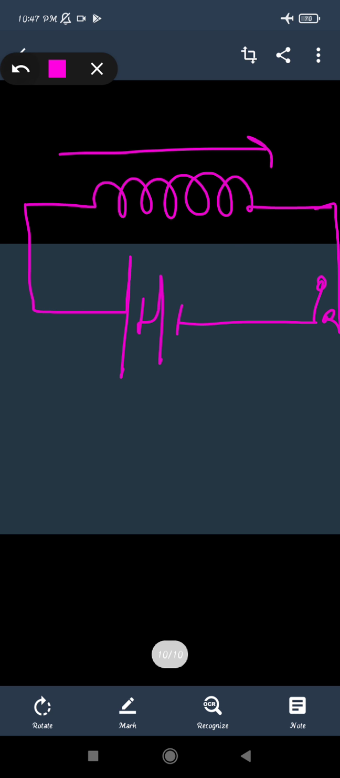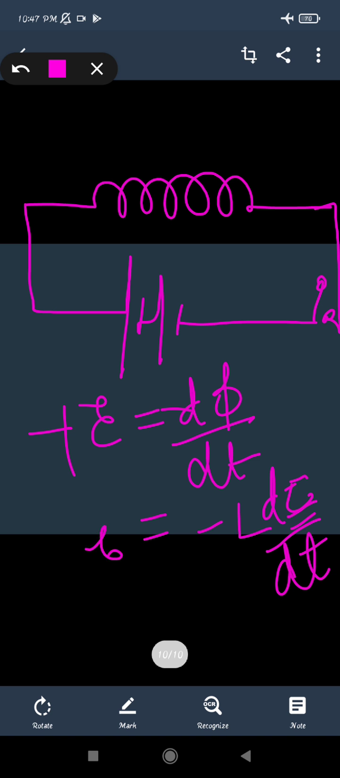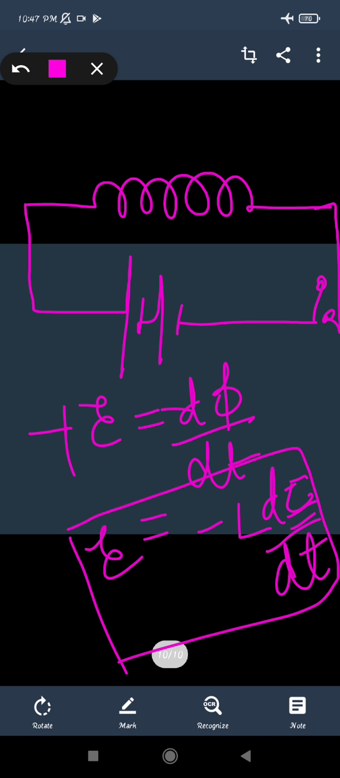Okay, and if we talk about the EMF, then EMF will be directly proportional to the rate of change of the magnetic flux itself, but it will be induced, that is, it will be opposing it, right? So minus d phi by dt, and what we know is that phi will be given as Li, so L cannot be differentiated, so it will be L di by dt. So this will be the self-inductance formula.